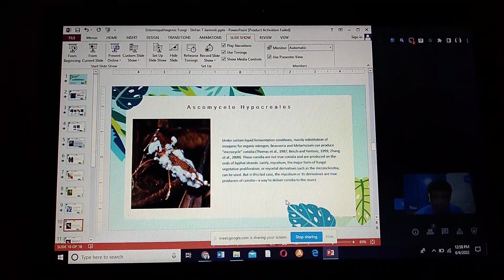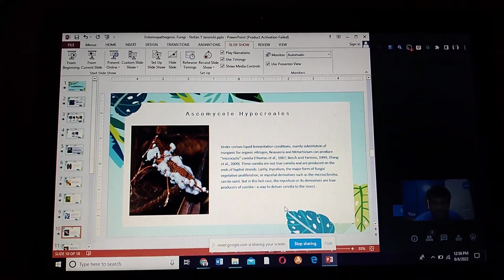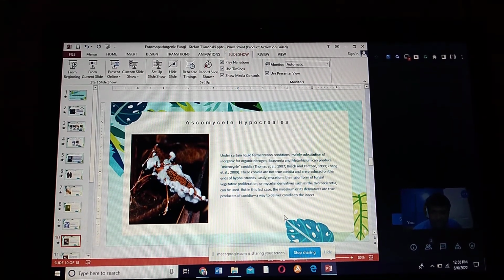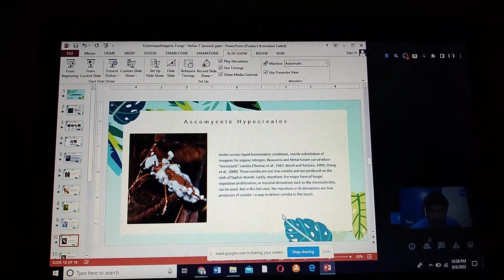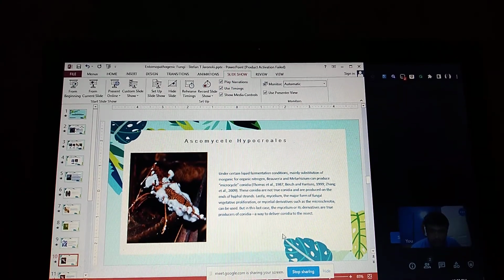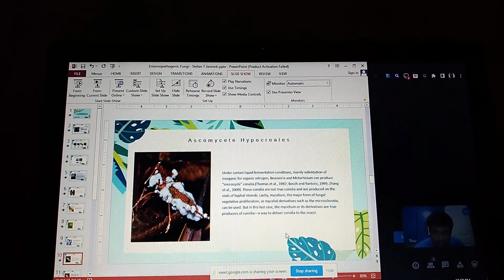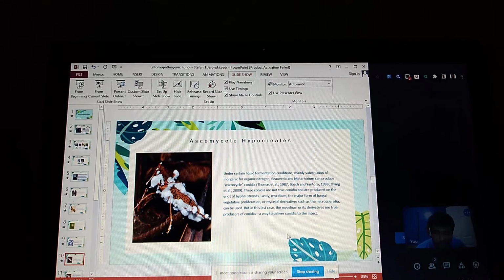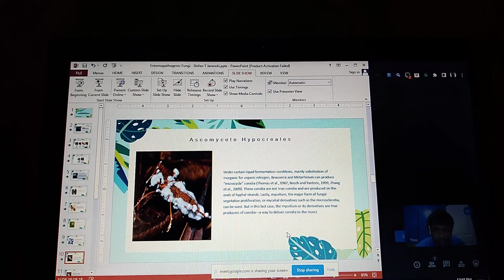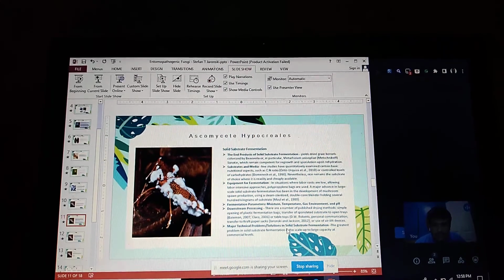Ascomycete hypocreales, under certain liquid fermentation conditions, mainly substitution of inorganic or organic nitrogen, can be produced as blastospores. These conidia are not true conidia and are produced on the ends of hyphal strands. Lastly, mycelium, the last major form of fungal vegetation: proliferation of a mycelial derivative such as microsclerotia can be used. Solid substrate fermentation.